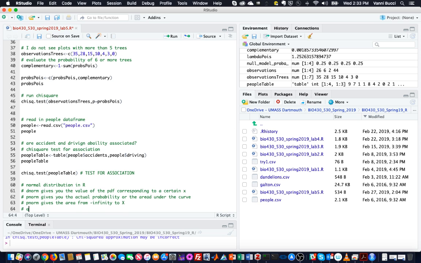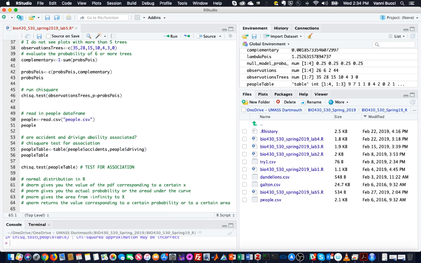And then there's qnorm, right, which returns the value corresponding to a certain probability, or to a certain area under the normal curve.